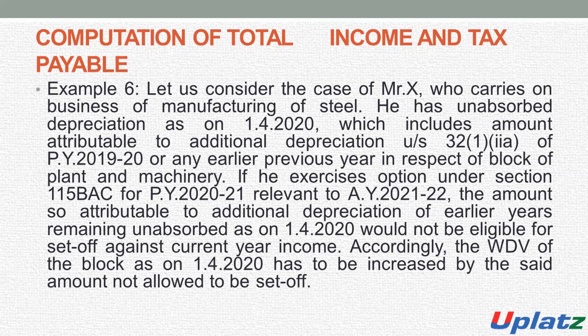It cannot be set off by such assessee from the current year profit. Means from the current year profit he cannot set off such amount. Accordingly, the WDV of the block as on 1st April 2020 has to be increased by such amount. Means when the deduction is not available in respect of additional depreciation, then the WDV of the block will be automatically increased. So if any assessee applies the concessional rate of income tax, then additional depreciation will not be available to such assessee.